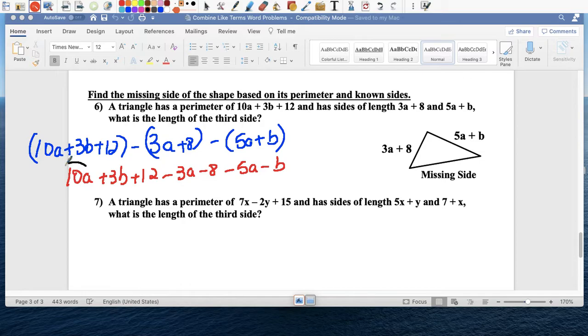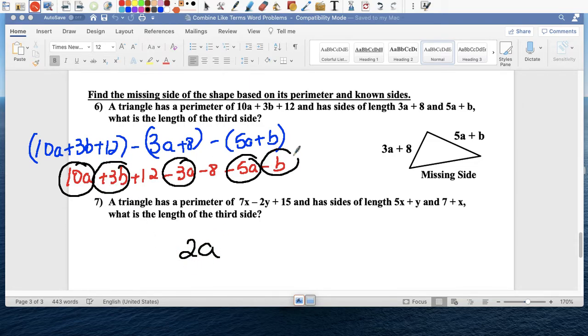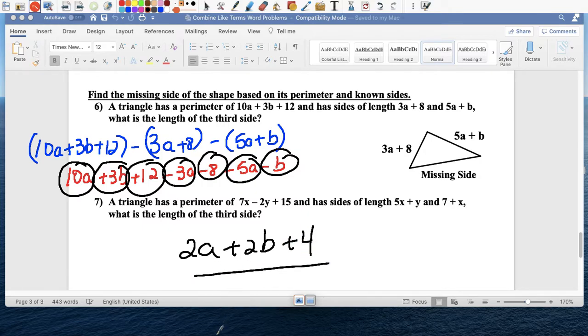Like terms: 10a minus 3a is 7a, 7a minus 5a is 2a. The b's, I have a plus 3b and a minus b, so that gives me plus 2b. And 12 minus 8 gives me plus 4. So the missing side has that measurement.